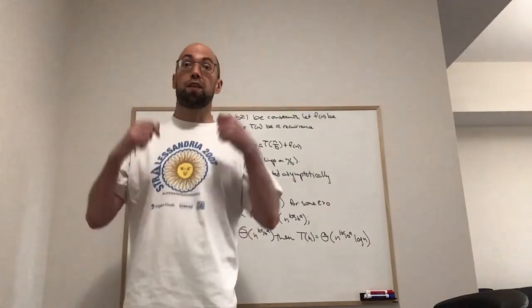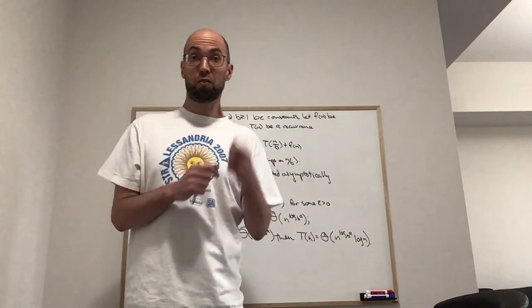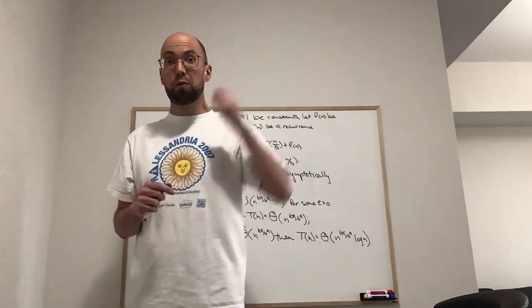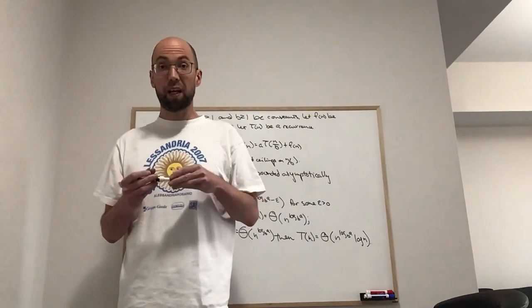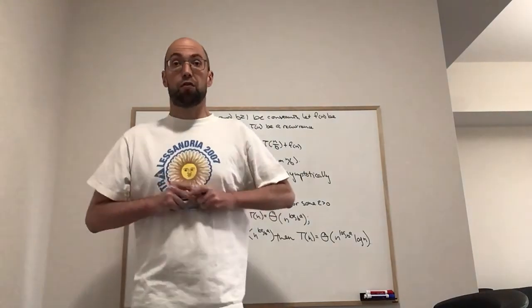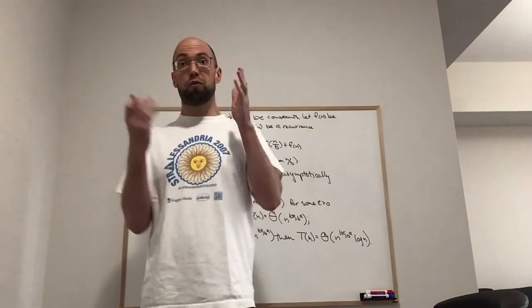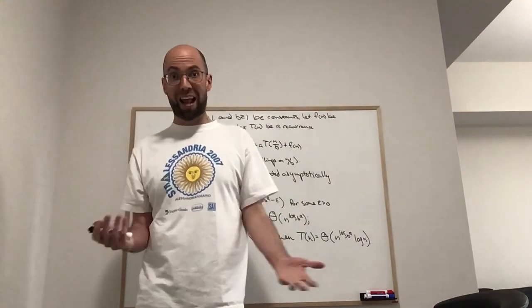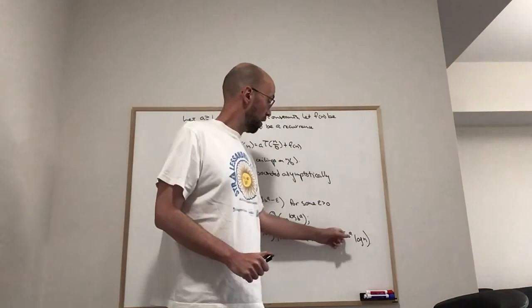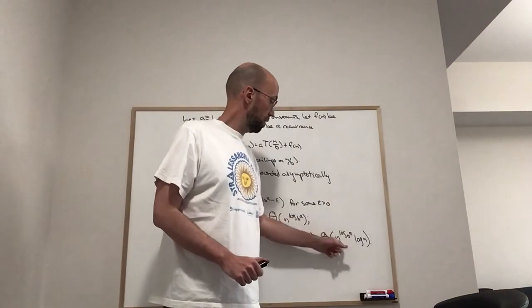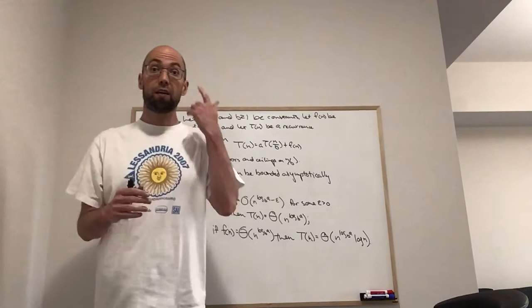To remember this, think of merge sort. For merge sort, a was 2, b was 2, and f of n was n. So n to the log base 2 of 2 is n to the 1, which is n. In that case, you get n to the 1 times log n. So that's how you remember.